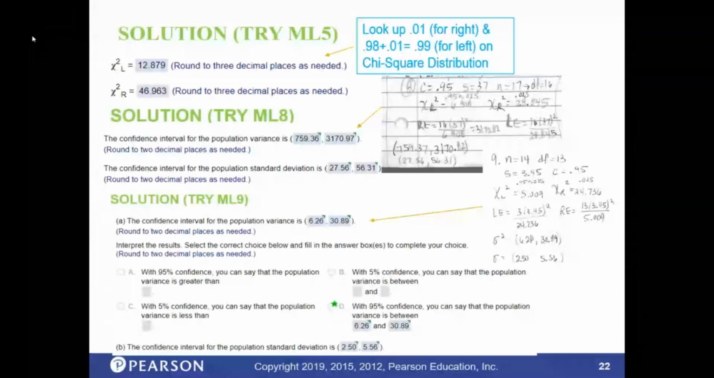For number 5, your chi-squared L is 12.879, and chi-squared R is 46.963 when you round to 3 decimal places. So I made a note over here of what you should look up on the chi-squared table. 0.01 for right and 0.99 for the left. Are you good with that one? Okay, then for number 8, when you find that confidence interval, I took a screenshot of my work here. It's a little messy, but hopefully that helps.